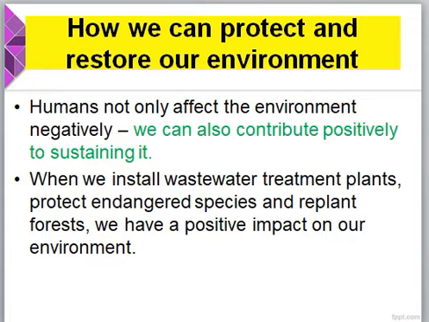Humans not only affect the environment negatively, we can also contribute positively to sustain the environment. Many environmentalists and science enthusiasts are working hard through research and development in various fields of discipline to promote environmental protection and restoration using the latest technologies. When we install water treatment plants, for example, protect endangered species, and replant forests, we have a positive impact on our environment. These are examples of initiatives being done by humans.